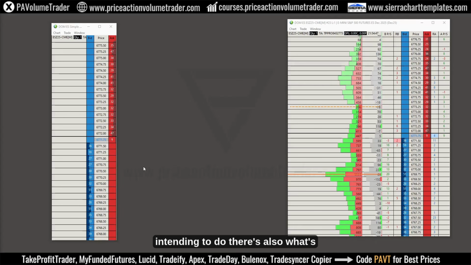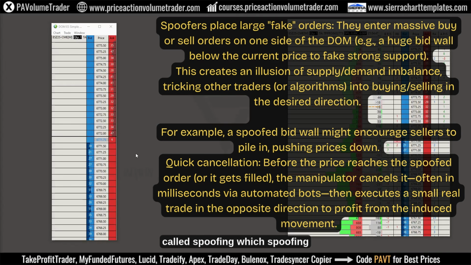There's also what's called spoofing, which basically means when large orders to buy or sell are placed, but they don't have the intention of actually getting filled. It's mostly an advertisement mechanism to attract price, because as you know, price will always be attracted to areas of high liquidity with a large number of orders resting.